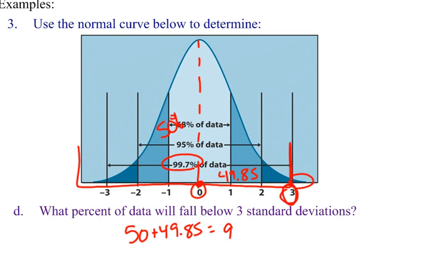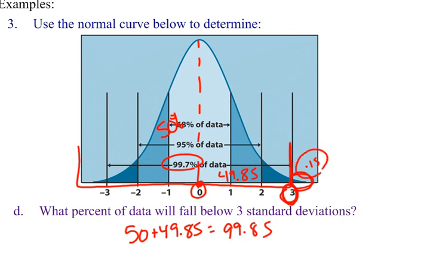Excuse me. I get 99.85. So again, I took my 99.7 divided by 2, and I got 49.85. And then I added that to the 50. So I'd get 99.85. So that means this little piece is just a 0.15. So if they ever ask for 3 standard deviations above, it'd be 0.15.